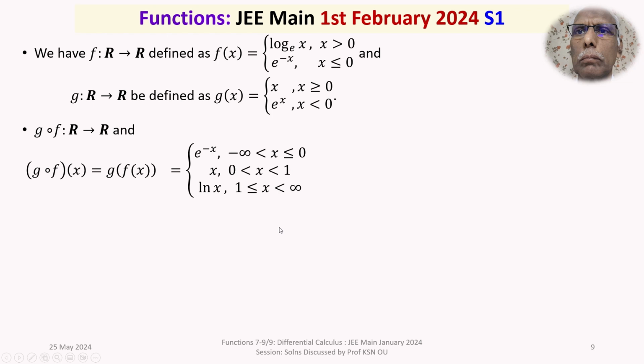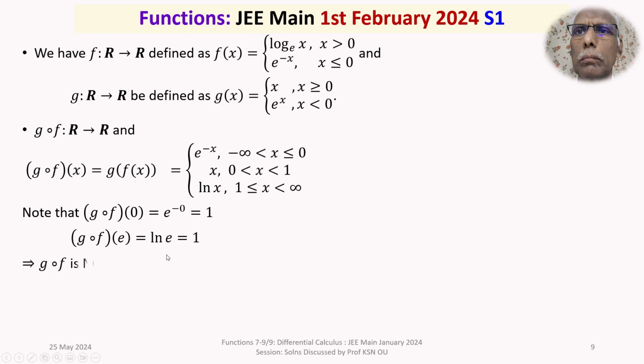That means two different elements, 0 and e, in the domain are giving the same image, namely 1. Notice that g compose f of 0 is e power minus 0, which is equal to 1, and g compose f of e is equal to ln of e, which is 1. Therefore two different elements, 0 not equal to e, are mapping to the same element 1. Therefore g compose f is not one-one. Agreed.